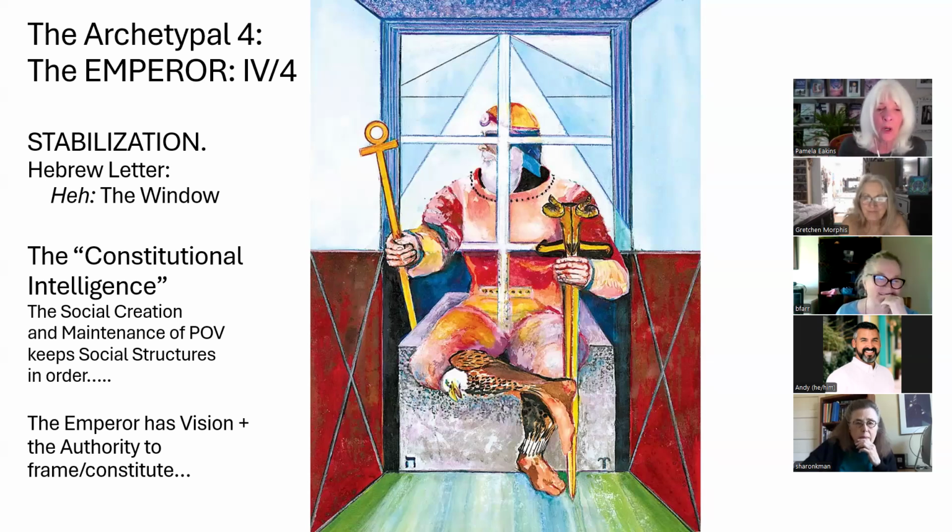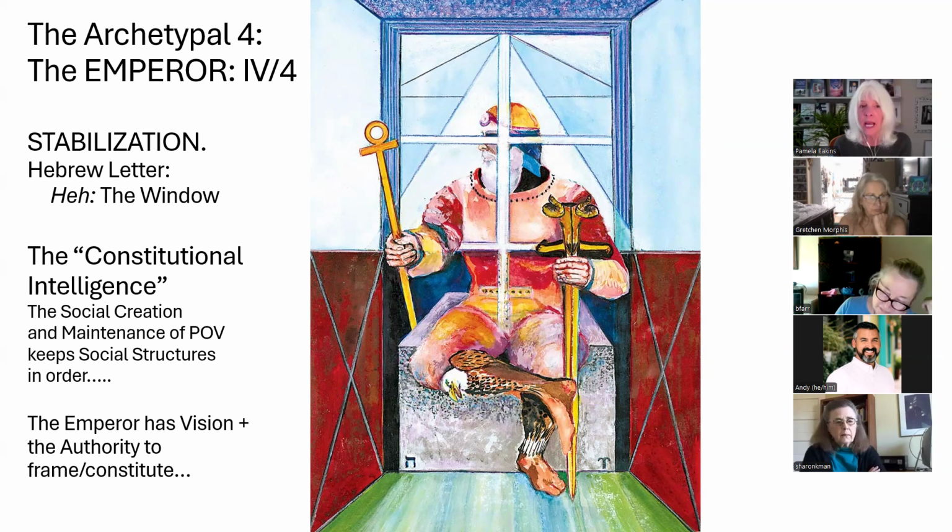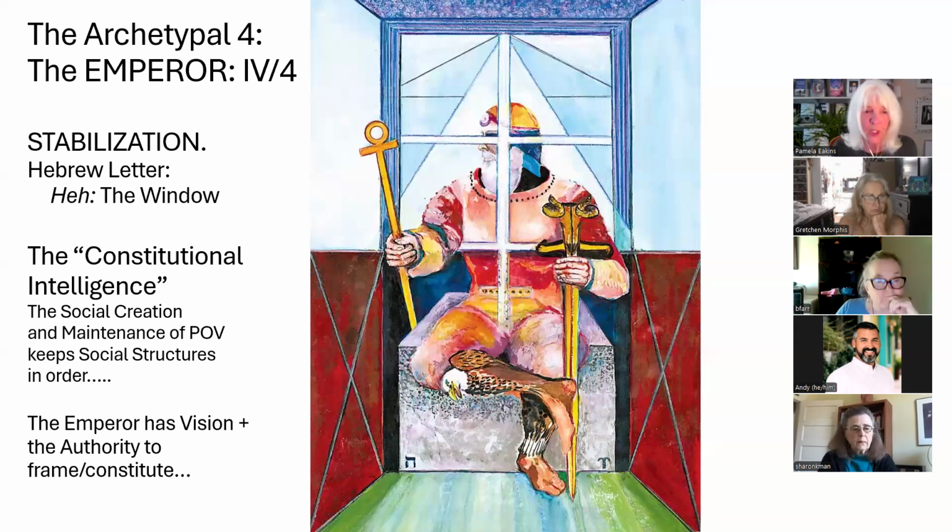Okay, so the emperor, point of view. Stabilization, Hebrew letter He, the window. The emperor is also called constitutional intelligence. So the emperor card represents the social creation and maintenance of POV, the point of view. And the point of view actually keeps social structures in order.